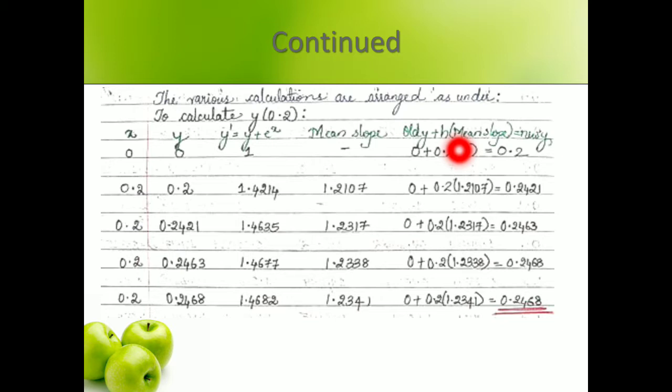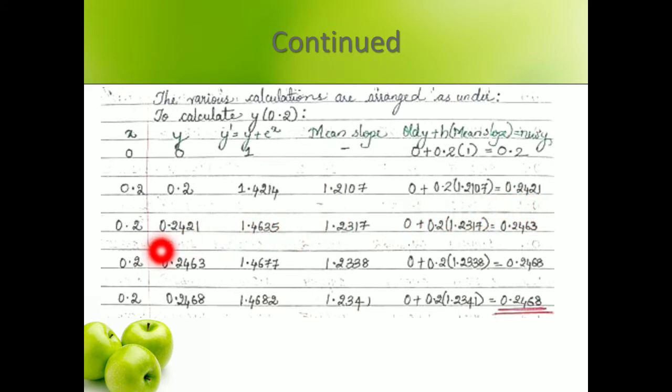So mean slope will not be there for the initial value. So new y value will be equal to 0.2. Carry this to the next iteration. So here your step deviation will be 0.2 as we are finding for 0.2 and 0.4. 0.2 will be your new y value. Find out y dash by substituting in y plus e to the power x. Find out the mean slope. 1 plus 1.4214 divided by 2. So your new y value will be 0.2421.